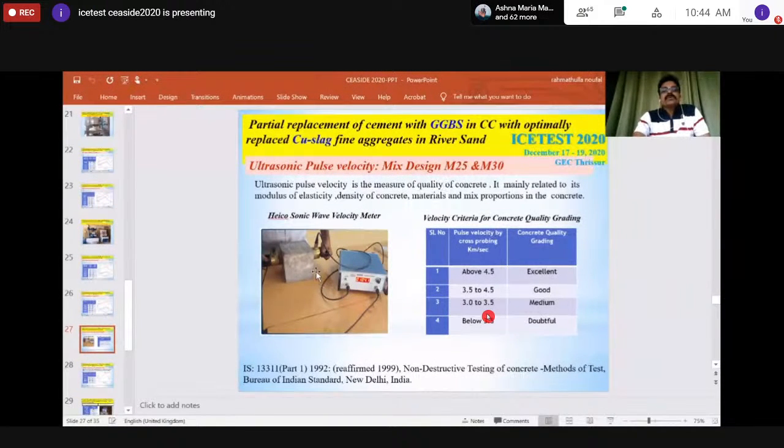This is the concrete cube that we have taken, and you can see the probes fixed on the two ends. The electric pulse signal is passed from one end and received at the other end. We get the time taken by the signal to travel from this end to this end, and we can measure the distance. So distance divided by time gives the velocity. We compare that velocity with the standard table and assess the type of concrete, whether it is good, excellent, or medium.